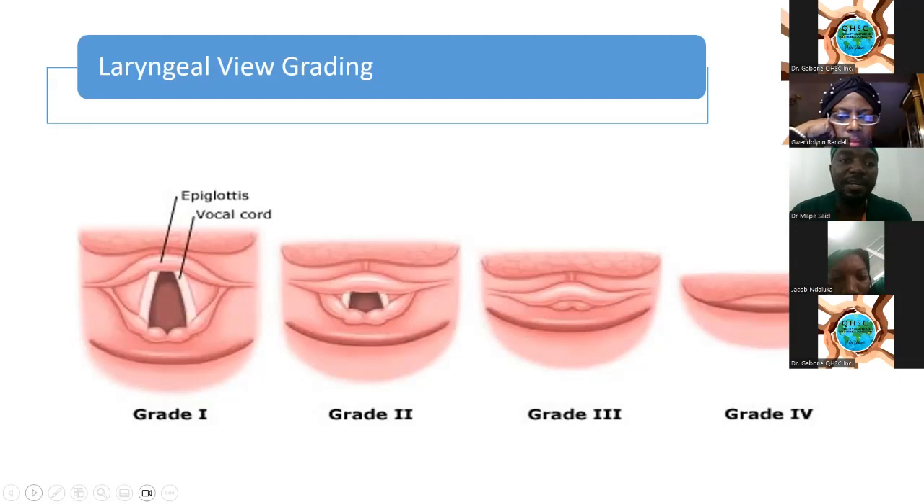You cannot appreciate the laryngeal structure well. So you are not sure if the tube is going in the right direction. So in these grade three and grade four, you will face difficulties while intubating because you don't see your tube going into the trachea. So you might be going somewhere else and you might find that your tube is in the esophagus and not in the trachea. Next slide.